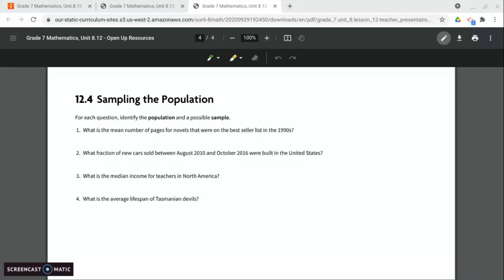Hey guys, welcome back. So what we're looking at today is lesson 12, larger populations. For each question, identify the population and a possible sample.